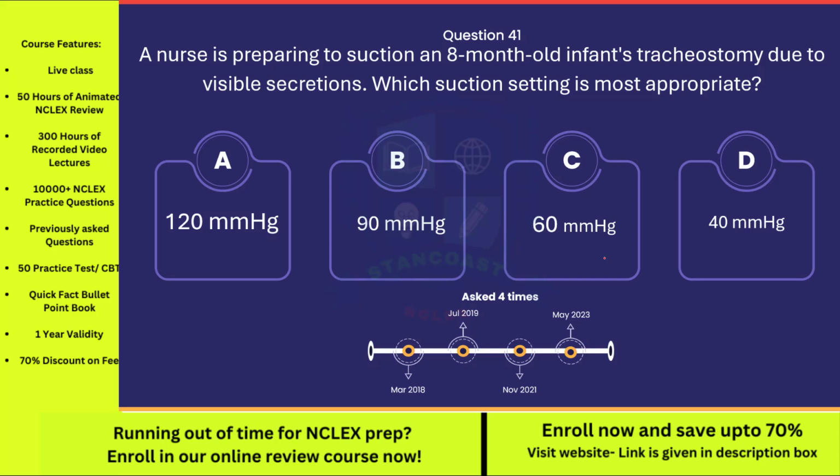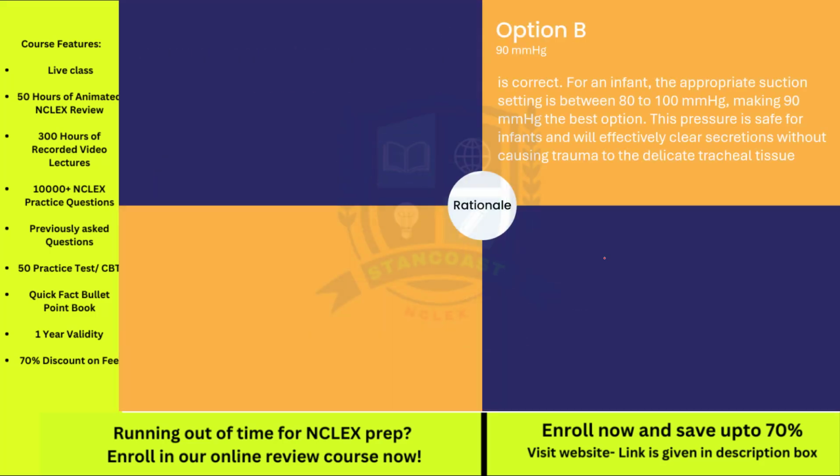The correct answer is B. 90 mm. B is correct. For an infant, the appropriate suction setting is between 80 to 100 mm, making 90 mm the best option. This pressure is safe for infants and will effectively clear secretions without causing trauma to the delicate tracheal tissue.